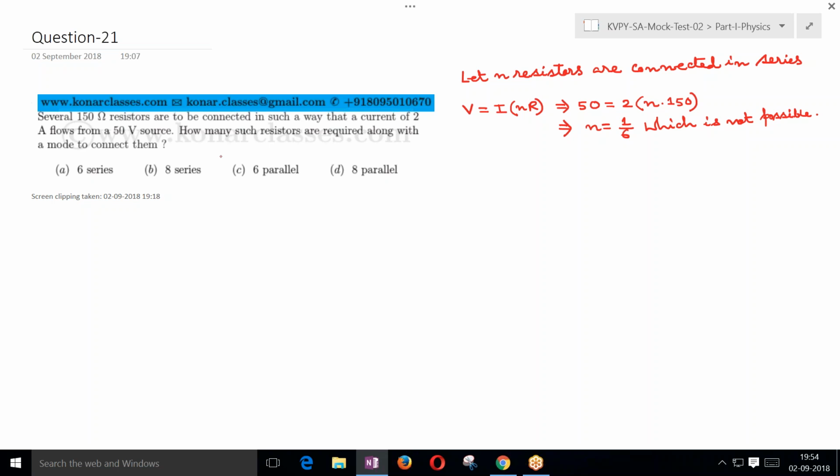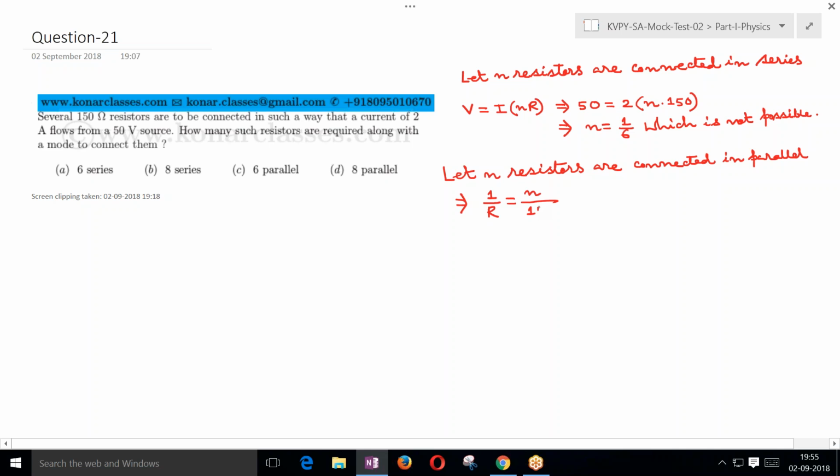Now let's see what will happen in case of parallel. So let n resistors be connected in parallel. Then from here we know the resultant resistance. If we consider that R is the resultant, then 1 by R should be 1 by 150 plus 1 by 150 up to n terms. So that will be equal to n by 150. So from here we get the value of R is equal to 150 by n.